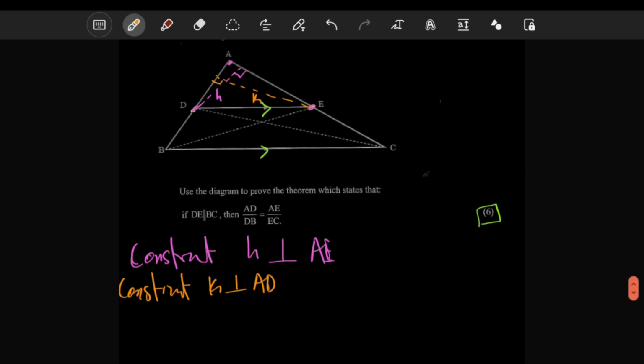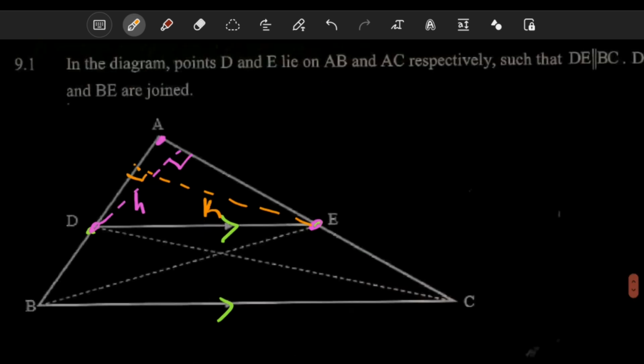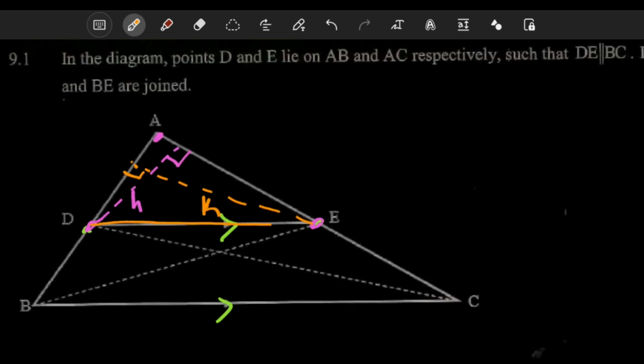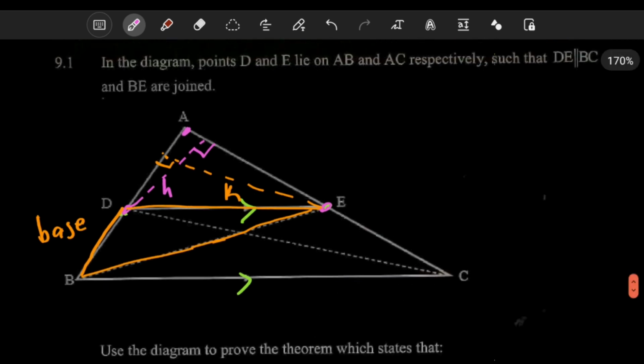So once you've done that, all you need to focus on is the fact that the orange line works with this triangle over here, because this triangle's perpendicular height is K, and its base is BD. You see, this is your base, and K is the perpendicular height. And for the pink one, same idea. You're going to work with this triangle over here.